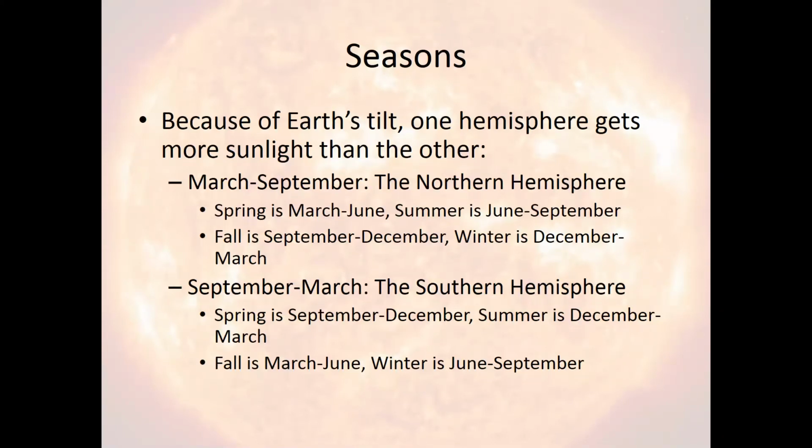This is also another reason why distance from the sun has very little to do with seasonal variation. Because if it had a lot to do with seasonal variation, both hemispheres would experience the same season. It'd be summer here and summer in Australia. It'd be winter here and winter in South Africa. It would be spring here and spring in Argentina. But that's not the case.